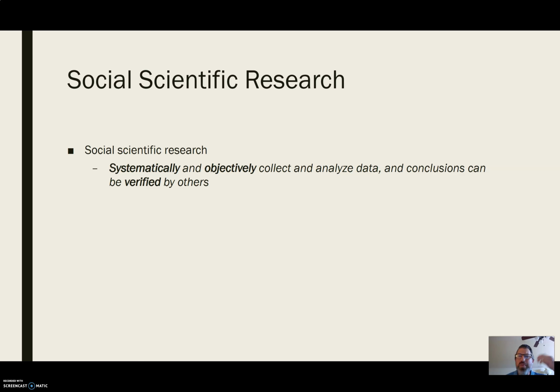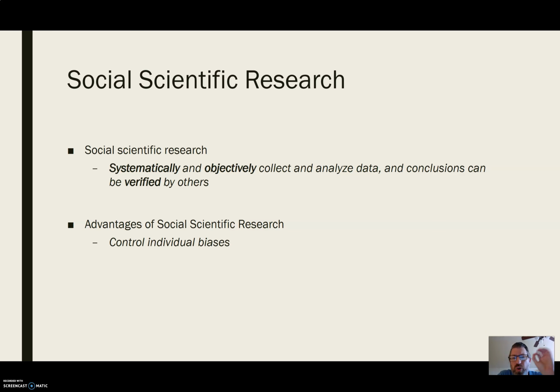So we don't just haphazardly collect our data, right? We want to find ways to do this in an objective manner, to systematically collect evidence so that others around us in the scientific community can verify if we've answered this correctly or not, or if we've come to reasonable conclusions. So what are the advantages of doing this? This controls our individual biases, right? This is perhaps one of the most important advantages.